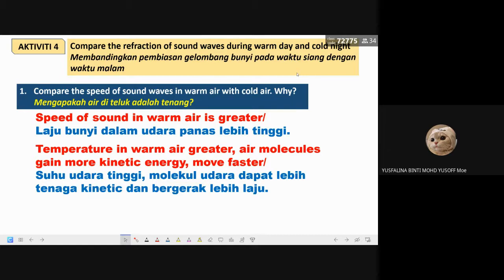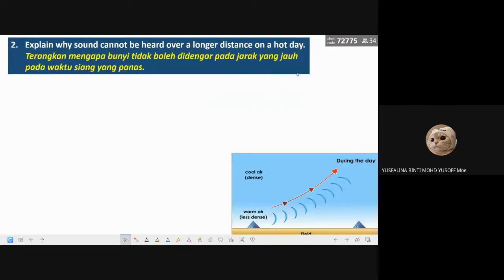So the air molecules gain more kinetic energy and move faster. Okay, so that's why in warm air, the sound will move faster, because of the kinetic energy.